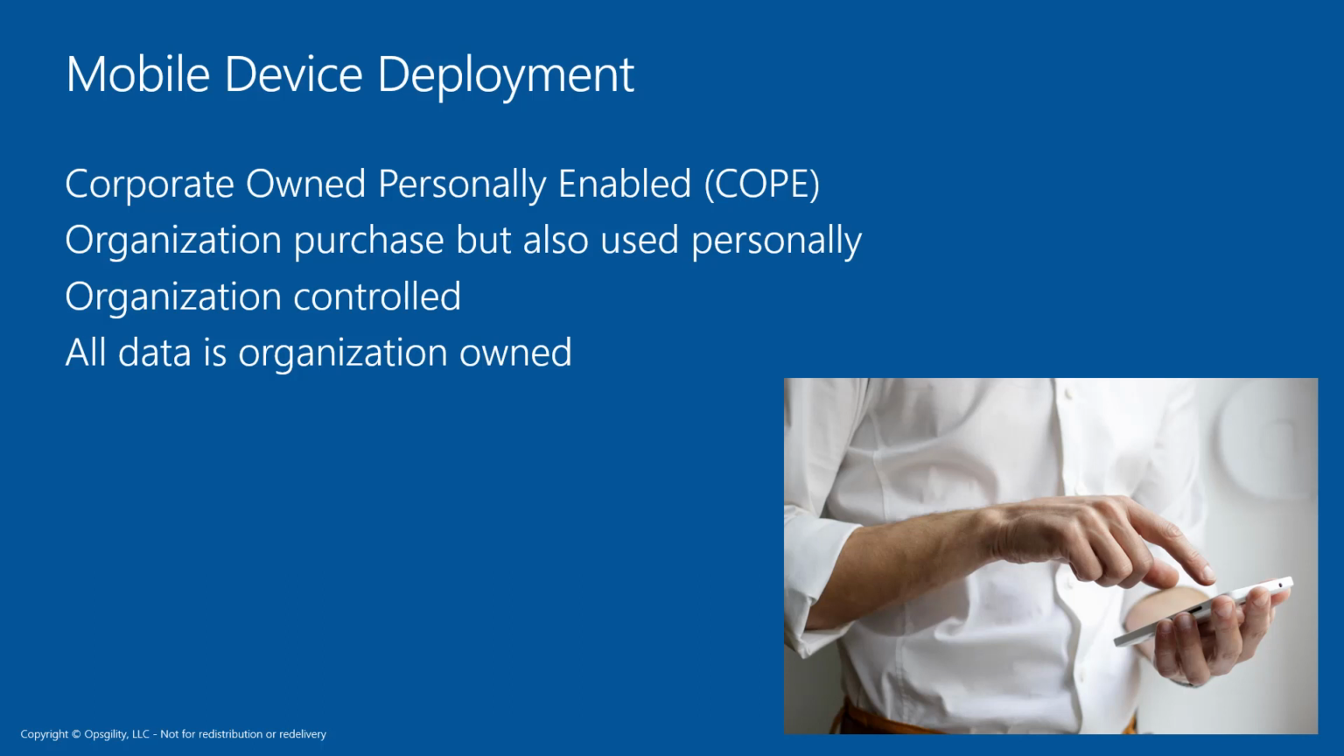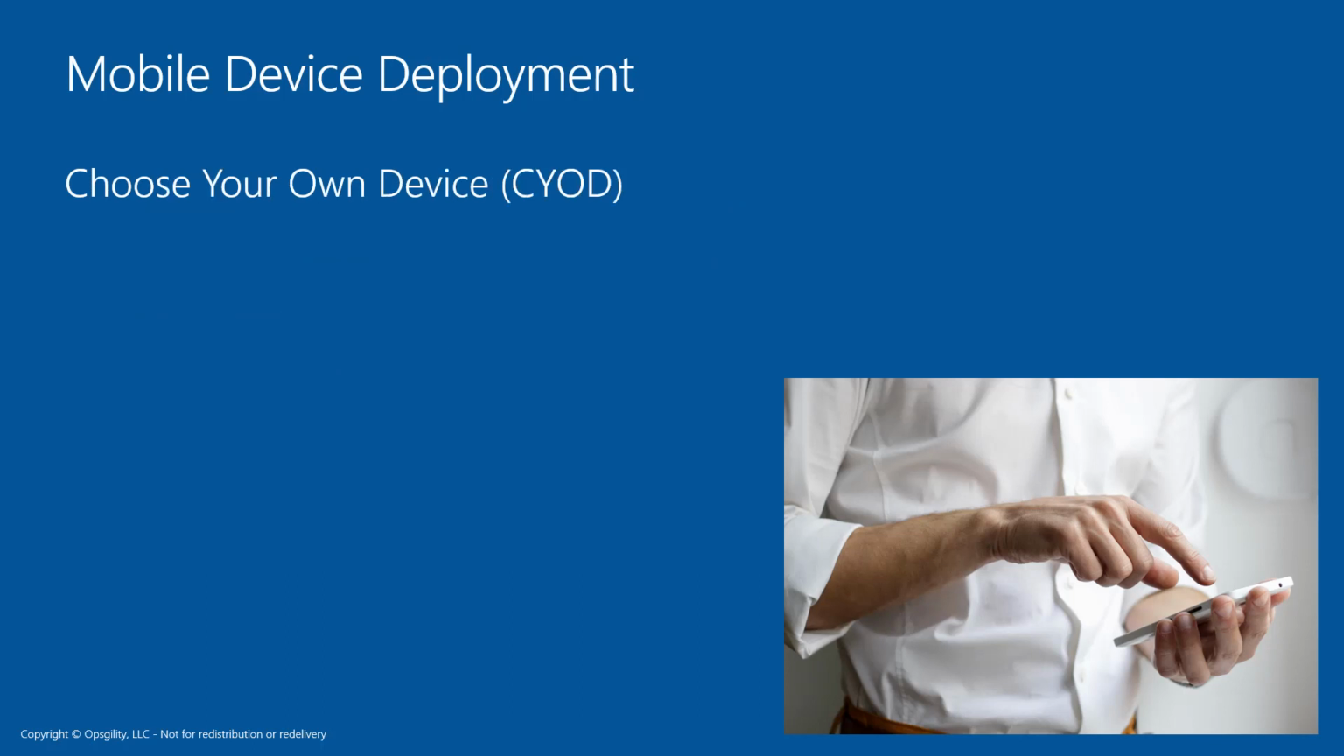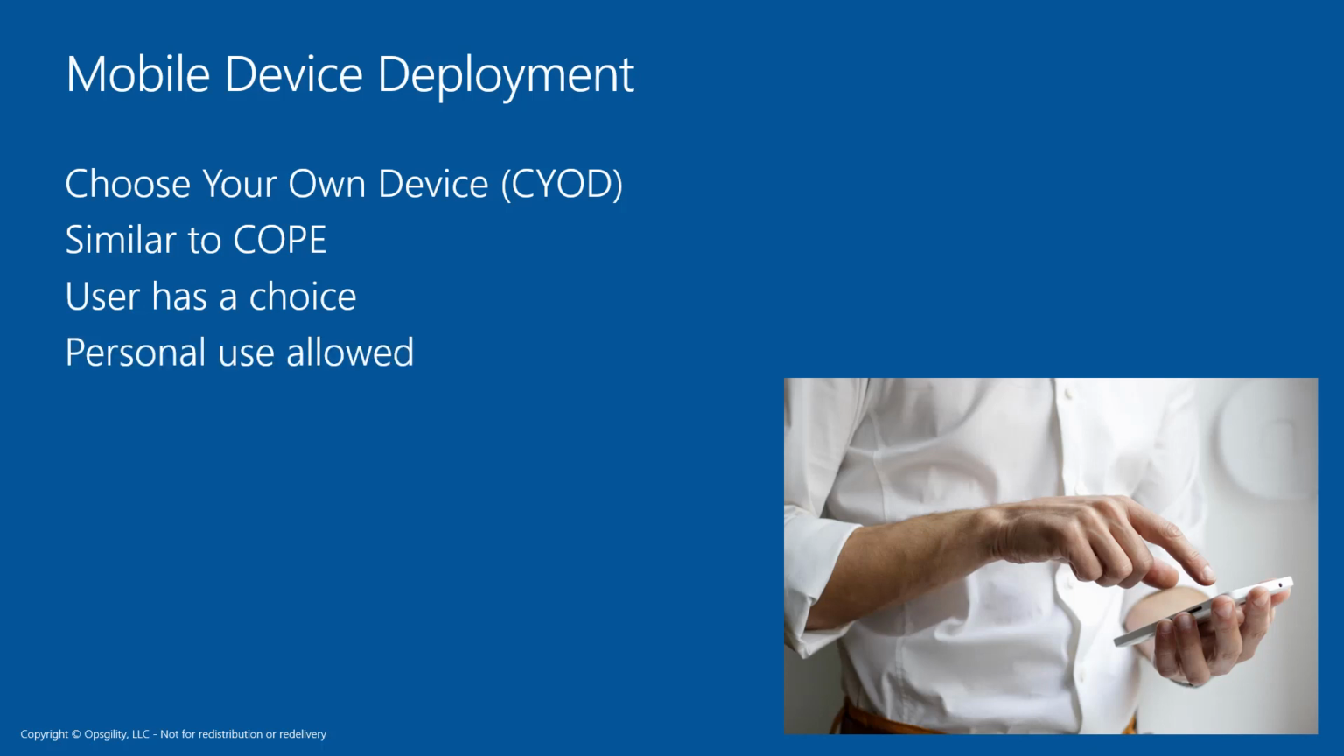Another option is choose your own device. Just as in COPE, the organization would buy the phone. However, the user would have the ability to choose which smartphone works best for them. This not only gives the organization control of the phone and all its data, but it raises the morale of the users due to the ability to choose. It's still being personally used, however, and that could add risks.